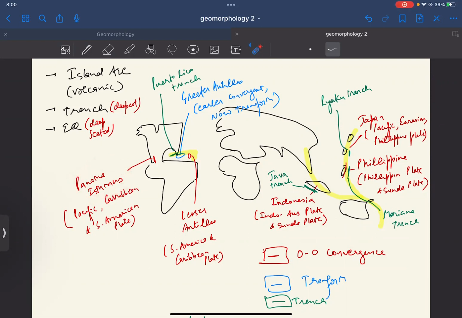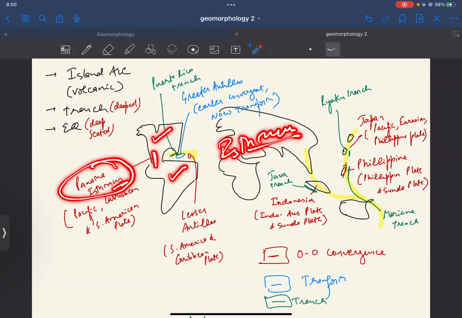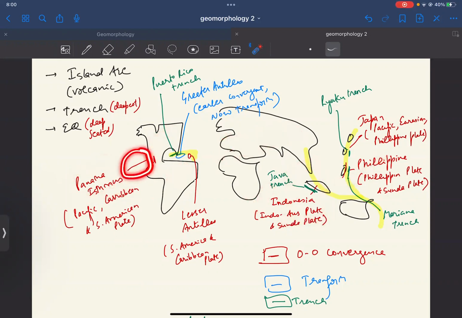Then another oceanic convergence example is in the North America, South America part, where we have the Panama Isthmus. We know North America and South America are connected by a landmass known as the Panama Isthmus. What is an isthmus? An isthmus is nothing but a land body which is connecting two water bodies. Over here we have the Pacific plate, Caribbean plate, and South American plate. These three plates' interaction leads to the formation of the Panama Isthmus.